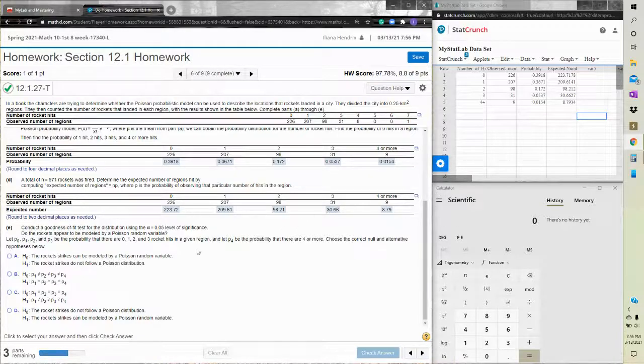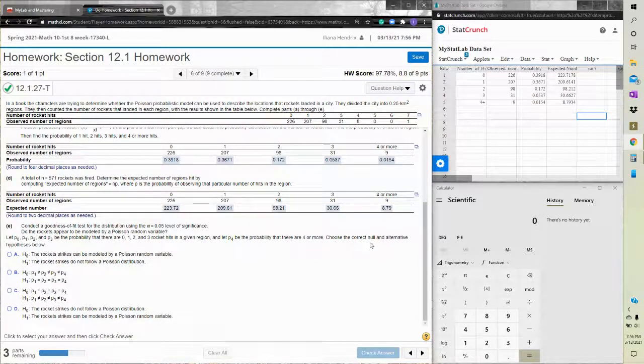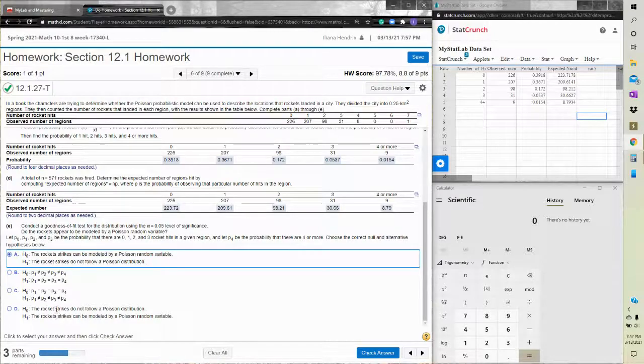All right. Okay, this one. We need to conduct a goodness of fit test. Level of significance 0.05. Okay. All right, so the hypothesis that we need to do, choose a null and alternative hypotheses below. Okay, well, we already know what the null hypothesis is. They were trying to determine whether or not the probability could be used. So, oh, and that's the only option available. The rocket strikes can be modeled and then not modeled.